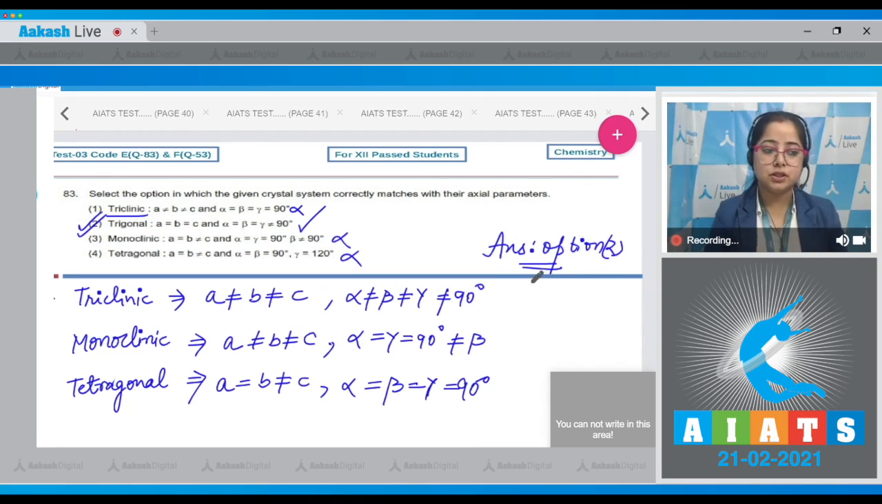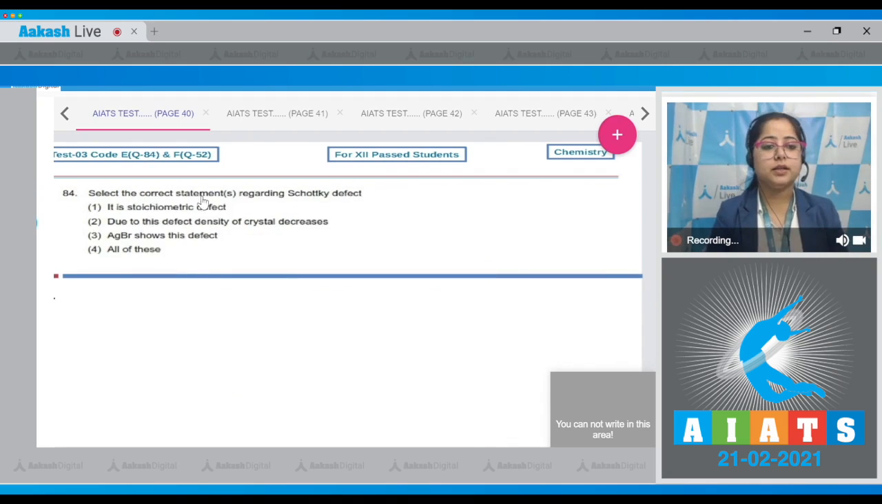Moving to the next question, students, which is question number 84. Select the correct statements regarding Schottky defect. It is stoichiometric defect. Student, this is the correct statement. Due to this defect, density of crystal decreases. Student, this is also a correct statement. As in case of Schottky defect, the number of cations and anions are missing in a proportionate ratio. Therefore, the density of the crystal decreases. Also, AgBr shows this defect. That means number 3 is also a correct statement. So, all the given statements are correct regarding Schottky defect. So, the correct answer is option number 4.